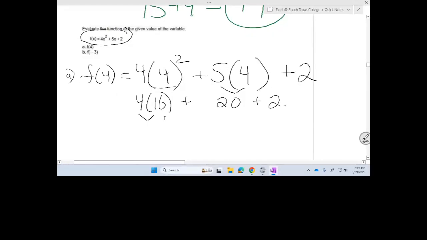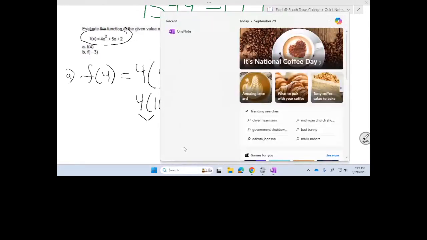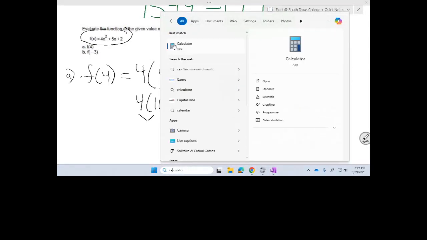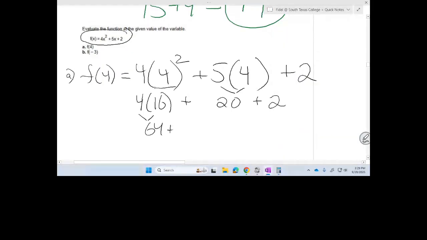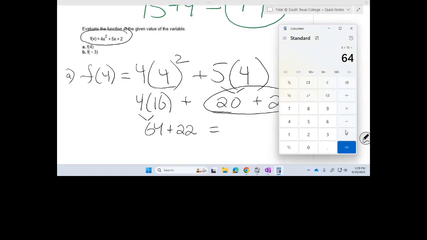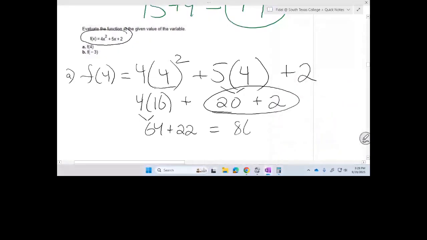So let me get my calculator. Let's figure out what's 4 times 16. Calculator, boom, here we go. 4 times 16, 64. Plus, look, we can add those guys together. That's 22. And 64 plus 22, y'all, 86, right? All right, so for part A, my answer is, boom, 86.